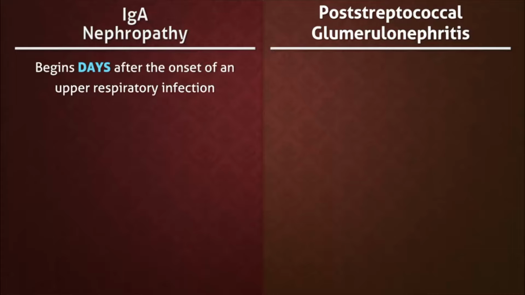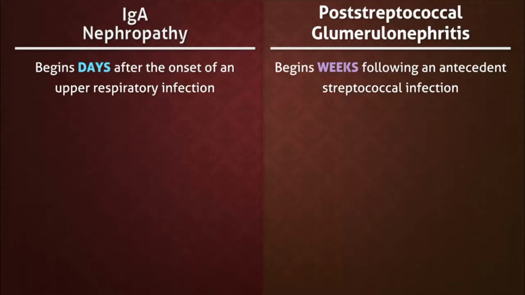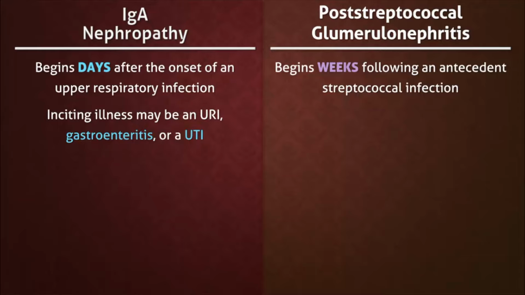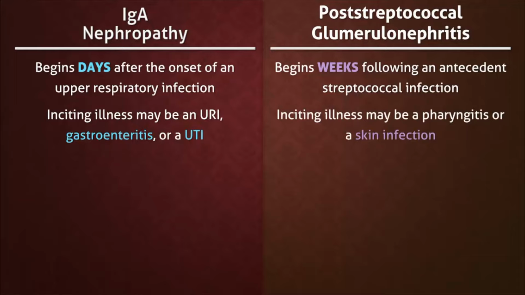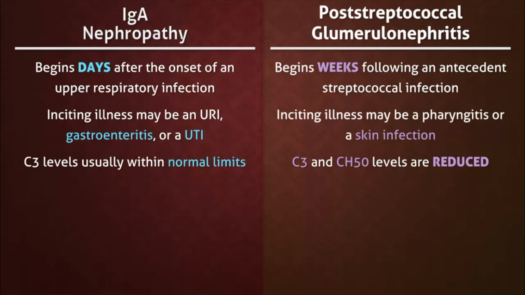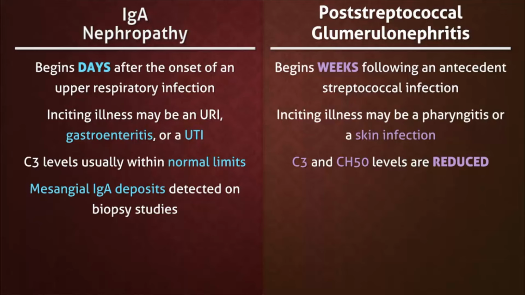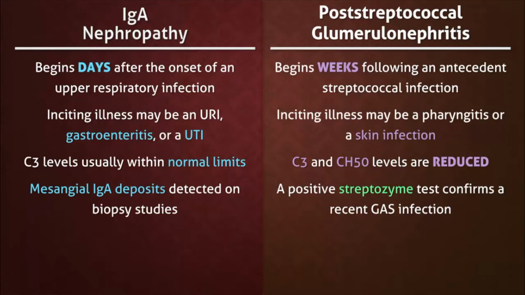IgA nephropathy begins days after the onset of an inciting illness, whereas poststreptococcal glomerulonephritis has a latent period that lasts several weeks. The inciting illness for IgA nephropathy may also be a urinary tract infection or gastroenteritis, whereas for poststreptococcal glomerulonephritis it may be a skin infection. C3 levels are usually normal for IgA nephropathy, while they are usually significantly reduced for poststreptococcal glomerulonephritis. Biopsy studies may detect mesangial IgA deposits in cases of IgA nephropathy. In poststreptococcal glomerulonephritis, a streptozyme test is used to confirm a recent group A streptococcal infection.